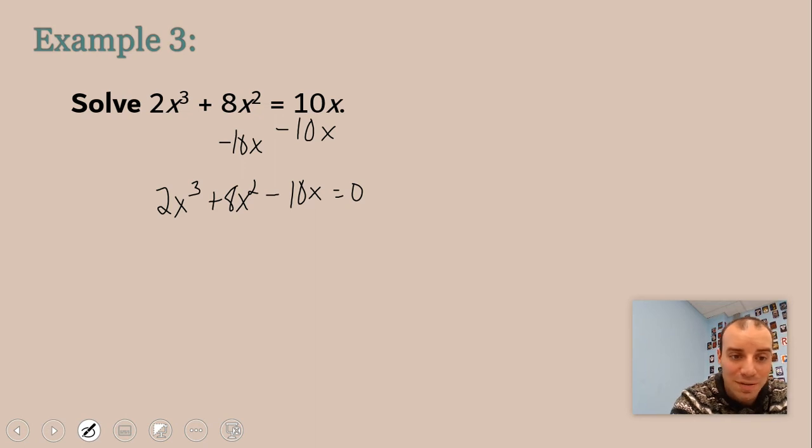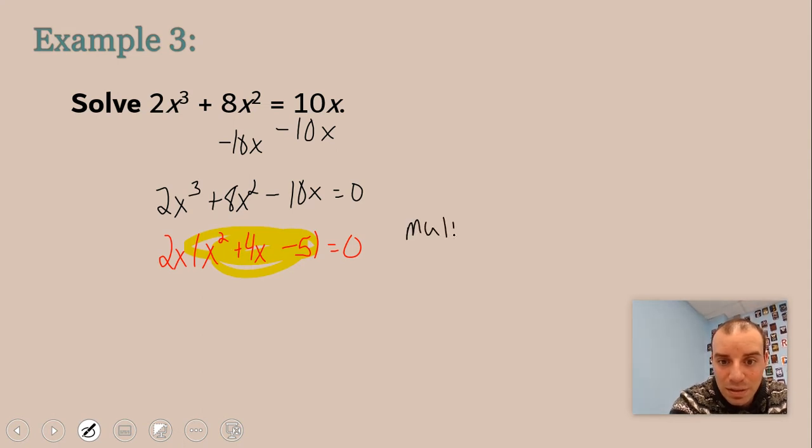I can take a 2 out of all these. I can take an x out of all these. So take that 2x out, and now you're going to be left with x squared plus 4x minus 5 is equal to 0. Let's factor. This is at least the easiest type of factoring, right? Needs to multiply to negative 5 and add to positive 4. So hopefully you're saying to yourself, positive 5 and negative 1.